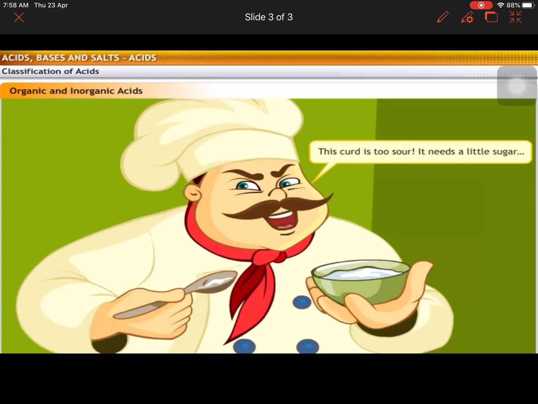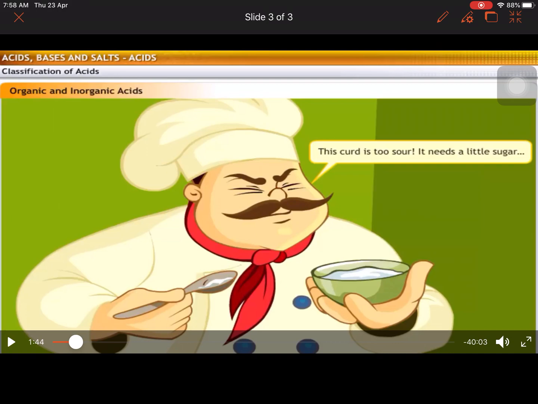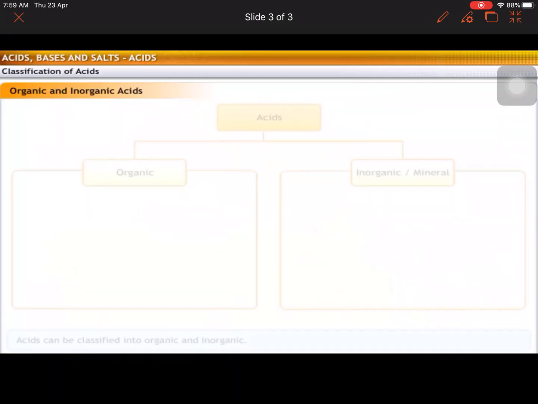This curd is too sour. It needs a little sugar. Curd, which you generally call dahi, contains acid. And how is that so? Just check it out. Curd contains lactic acid, which gives it a sour taste. Lactic acid is an organic acid.